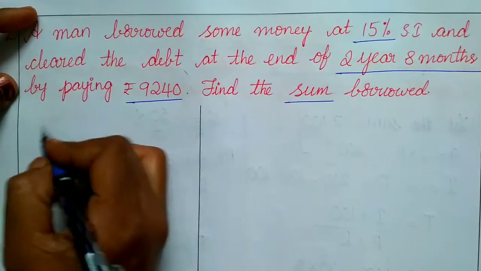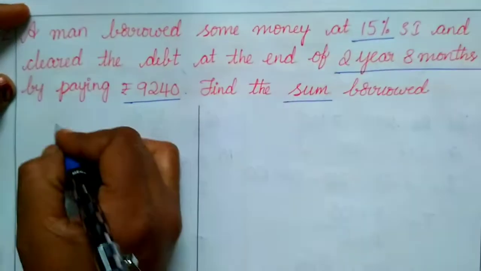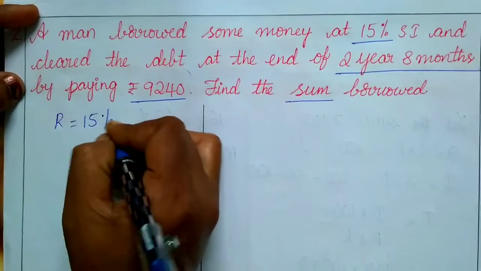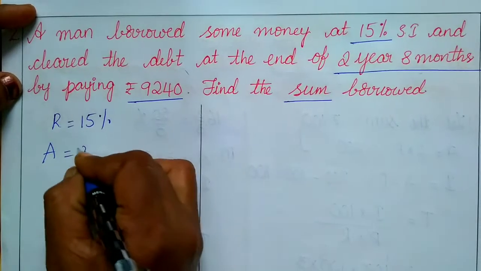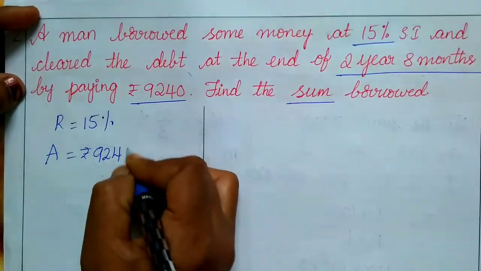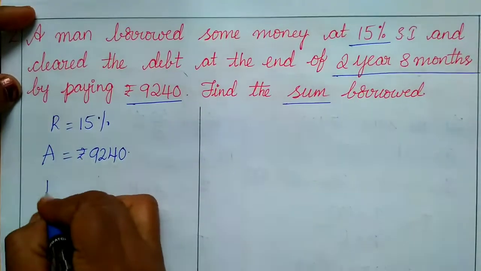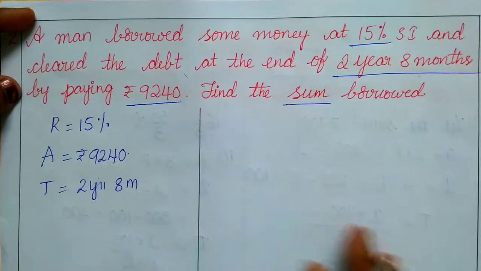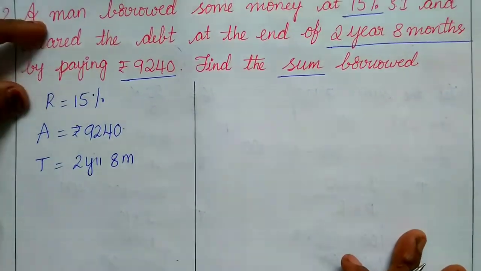So here I am going to write the given. What is given here? Rate of interest is 15%. Amount is rupees 9,240, and the time period is 2 years 8 months.